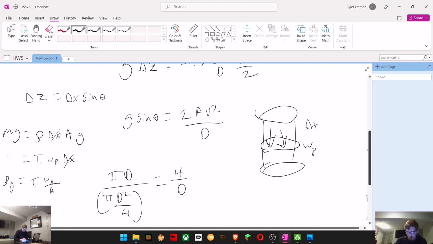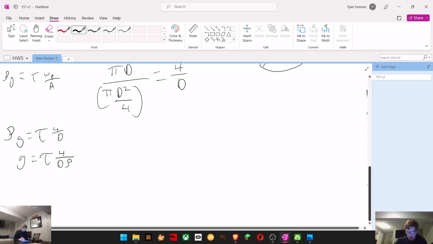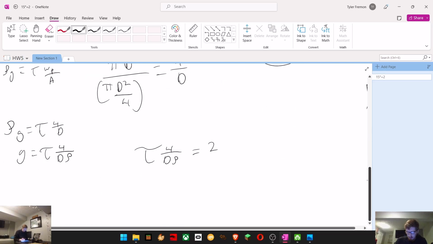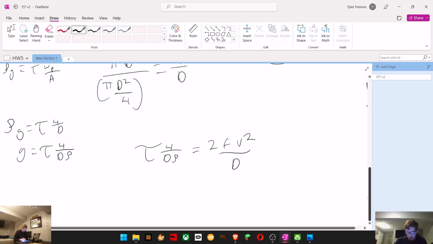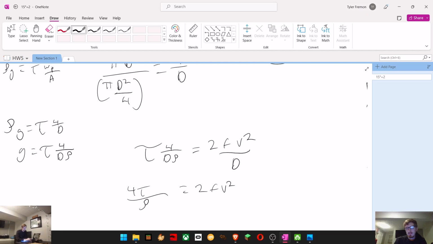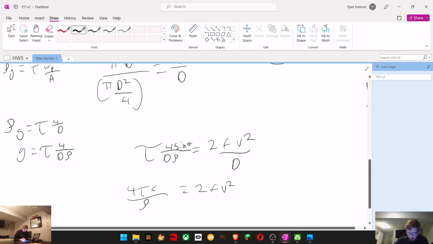And we can go ahead and plug that back in to our expression up here, g sine theta. So we will have tau times 4 over d rho is going to be equal to 2f v squared over d. And then we can multiply across by d. We're left with 4 tau over rho equal to 2f v squared. And then I just forgot to put in the sine here. That doesn't change much so far.